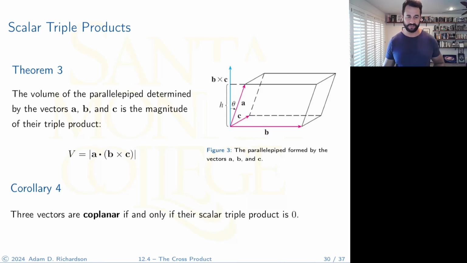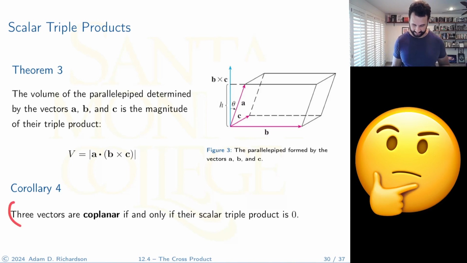All right, now ponder this for just a minute here. Let me throw up the thinker. Think about what this corollary says and see if you can make sense of it by using this picture right here, this figure.